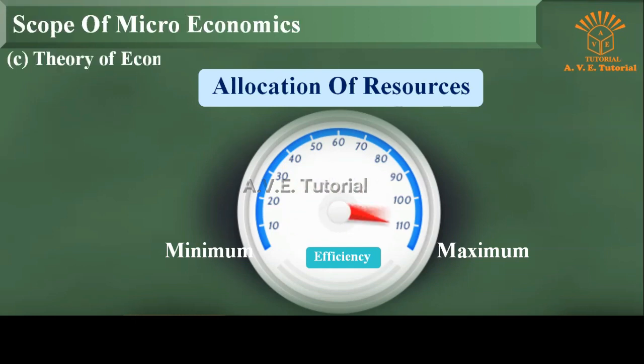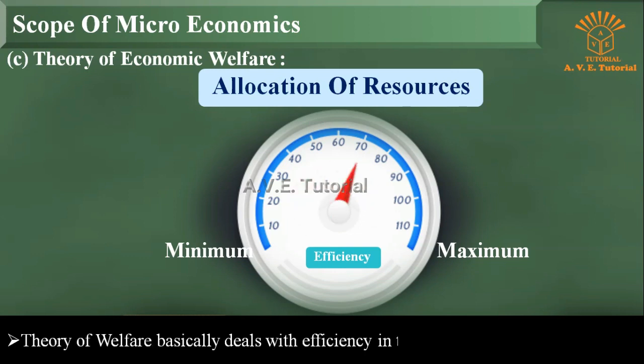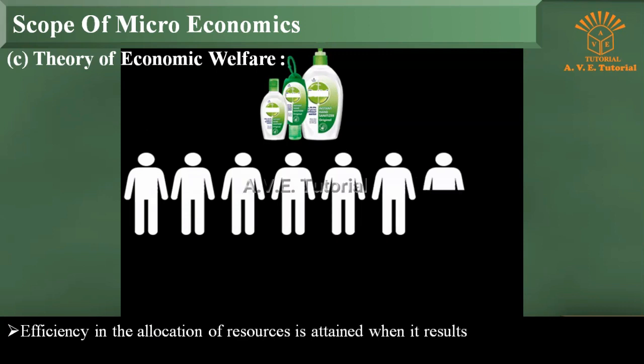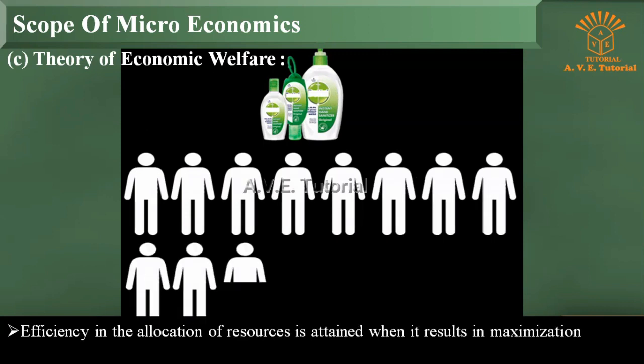C. Theory of economic welfare. The theory of welfare basically deals with efficiency in the allocation of resources. Efficiency in the allocation of resources is attained when it results in maximization of satisfaction of the people.